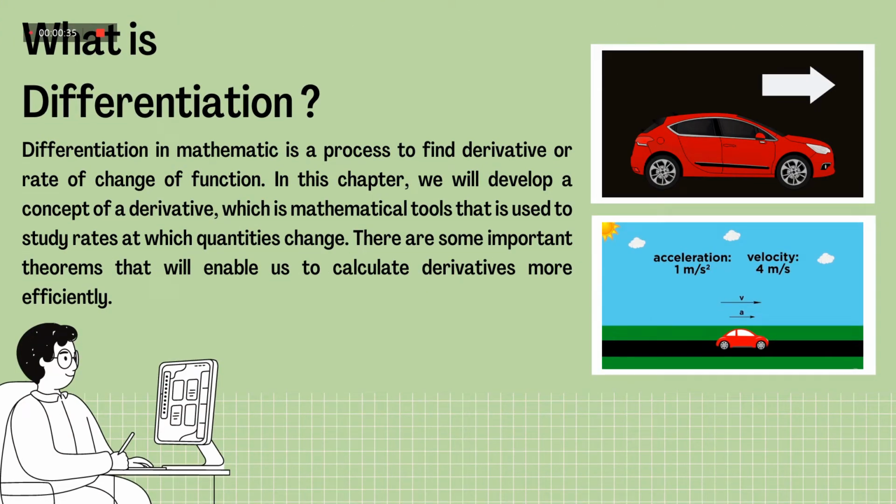What is differentiation? Differentiation in mathematics is a process to find the derivative or rate of change of a function. In this chapter, we will develop the concept of a derivative, which is a mathematical tool that is used to study rates at which quantities change. There are some important theorems that will enable us to calculate derivatives more efficiently.